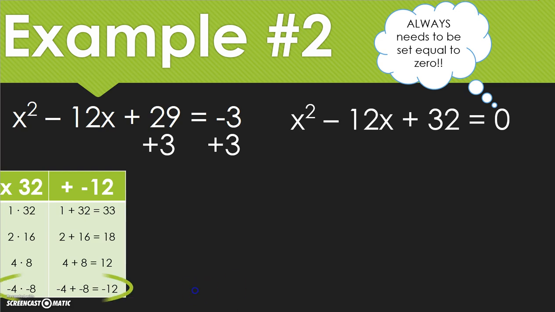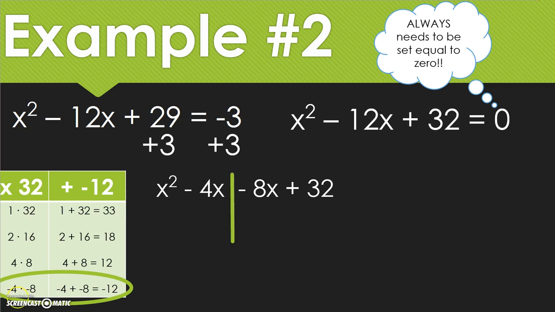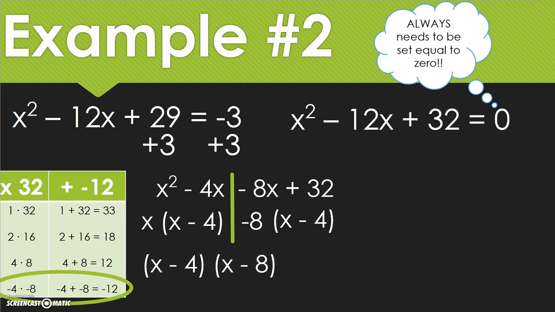All right, next we're going to split our b value. So we'll have x squared minus 4x minus 8x plus 32. We'll draw our line down the middle, and then we're going to factor out the GCF on both sides. So we have x squared minus 4x. Our GCF is going to be x. And then x squared divided by x is x, and negative 4x divided by x is negative 4. Bring that x minus 4 to the other side. And then 32 divided by negative 4 will give us negative 8. So our two binomials are going to be x minus 4 and x minus 8.